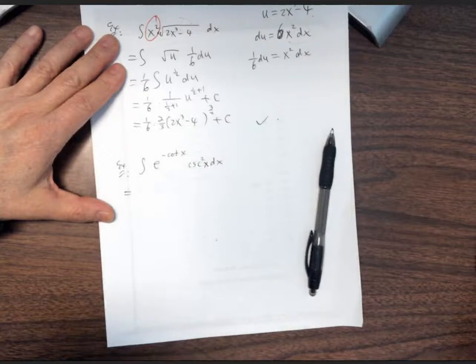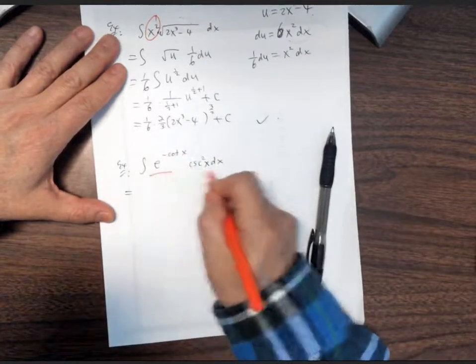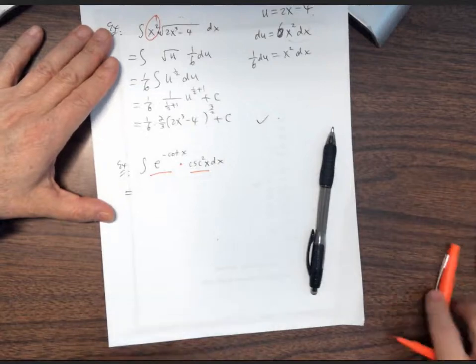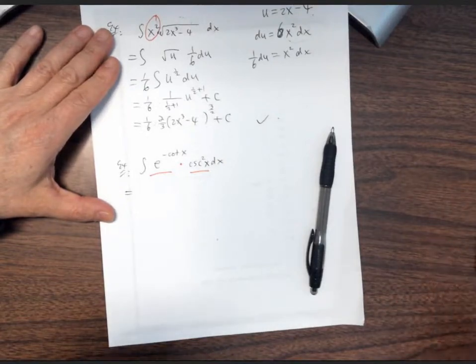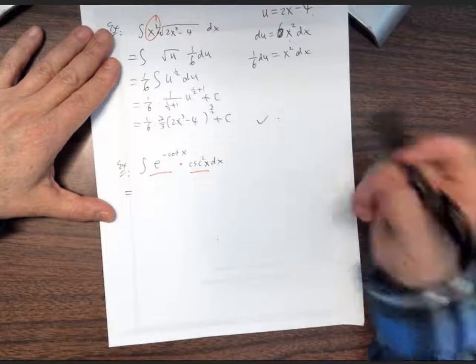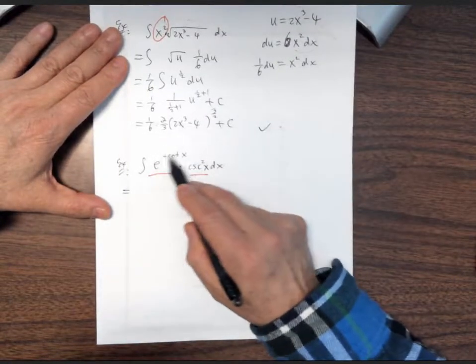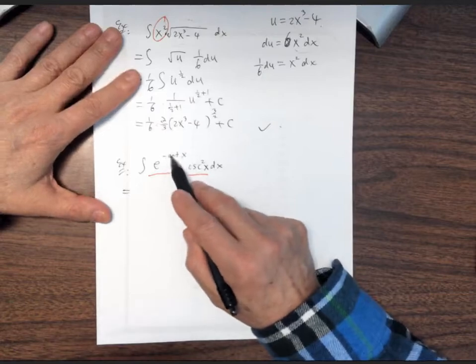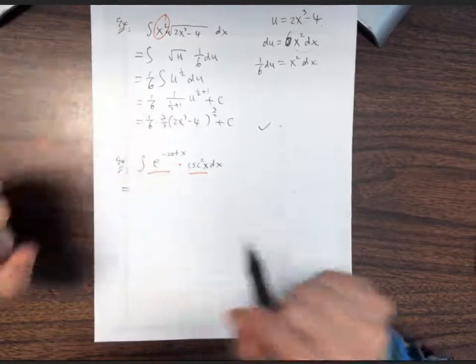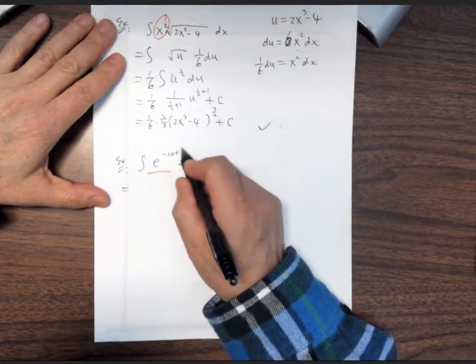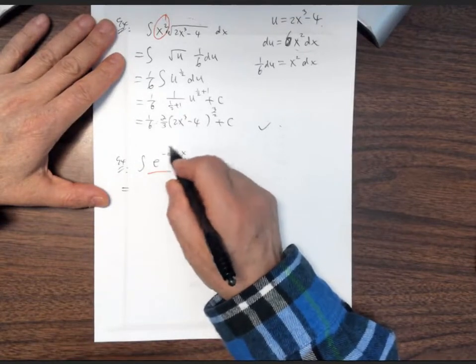Alright, first of all, 2 parts. This is e to something times the square of cosecant. So 2 parts. Which one is more complicated? This is more complicated. It's exponential with the trig in the exponent. And naturally, I would like to consider this to be u. So that would be my substitution, right?